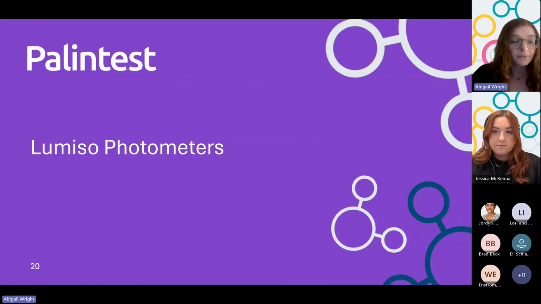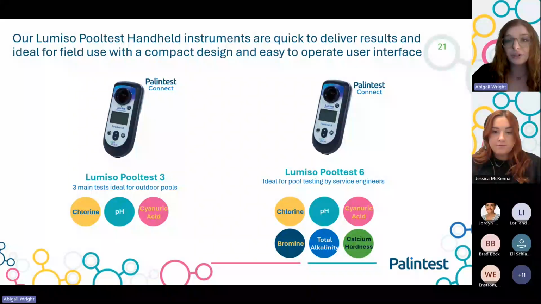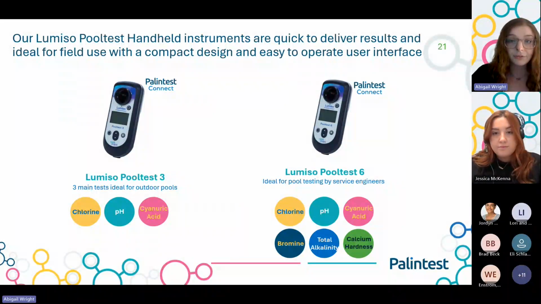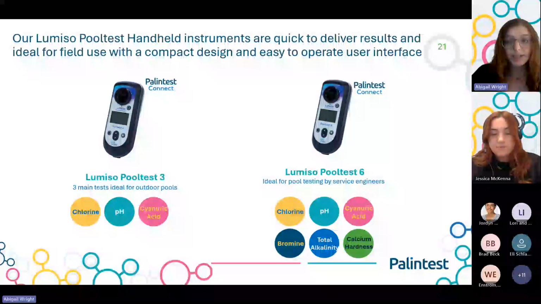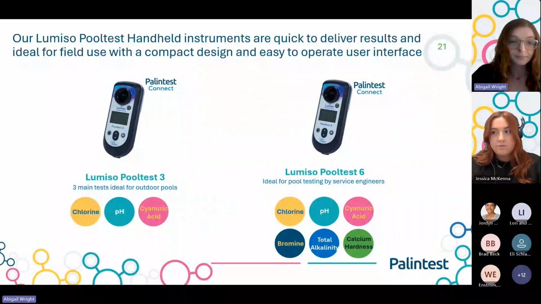Looking closer at our Lumiso photometer range, we have a range of 2 Lumiso Pool Test handheld instruments available in the US. These are quick to deliver results and ideal for field use with a compact design and easy to operate user interface. First, we have the Lumiso Pool Test 3, which is aimed at outdoor pools and it tests for chlorine, pH, and cyanuric acid. We then have the Lumiso Pool Test 6, which is ideal for some service technicians and pool engineers. This instrument will measure chlorine, pH, cyanuric acid, bromine, total alkalinity, and calcium hardness. Both of these instruments are compatible with our data management software, Palintest Connect.